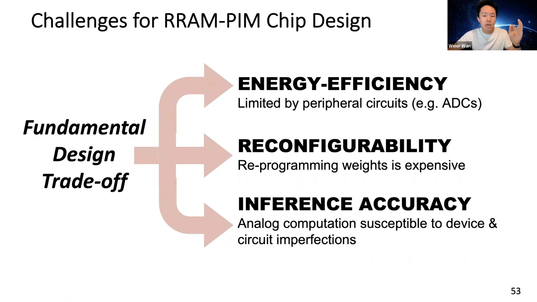Here I want to give two simple examples. We can gain efficiency by having a very large array size such that the ADC and DAC cost can be amortized by more RRAM cells, right? But many times this also sacrifices flexibility if you want to map smaller or irregular weight matrices onto the PIM array. And you can also gain more efficiency by using a lower precision ADC, but again, this would sacrifice inference accuracy. So really, this trade-off between efficiency, reconfigurability, and accuracy is a fundamental trade-off that cannot be addressed by isolated improvement on any single layer of the design.